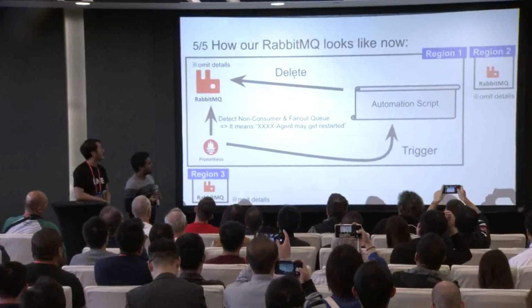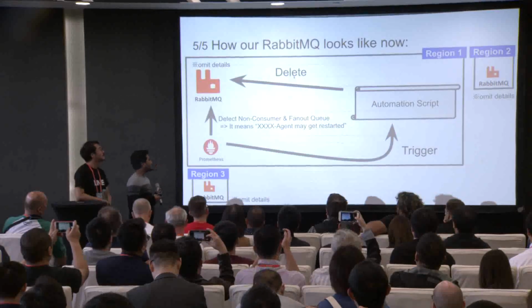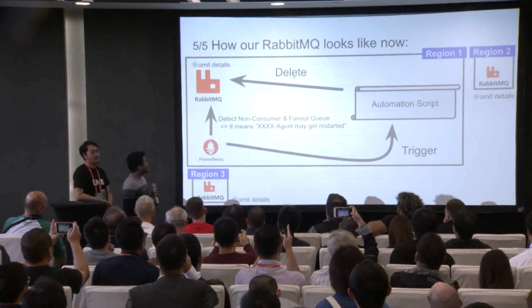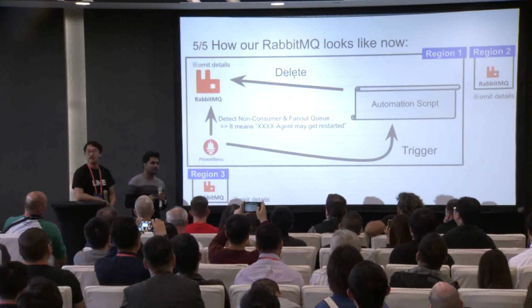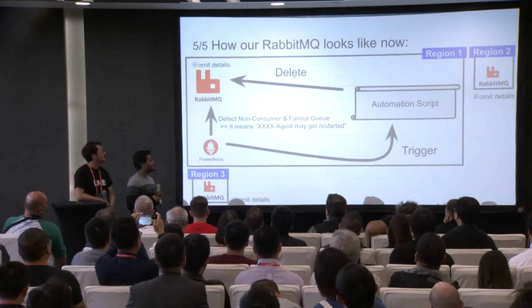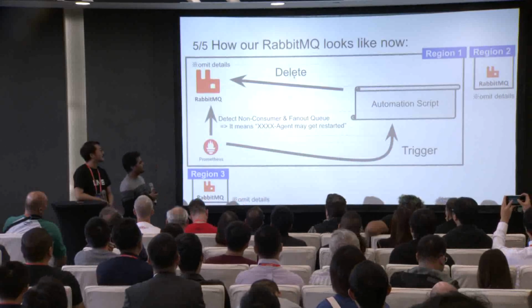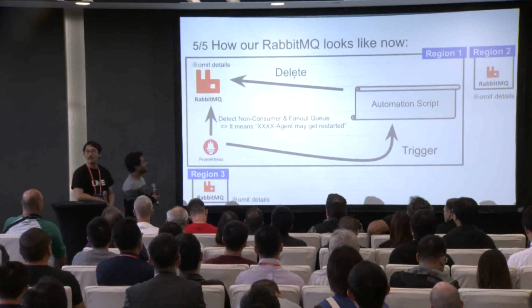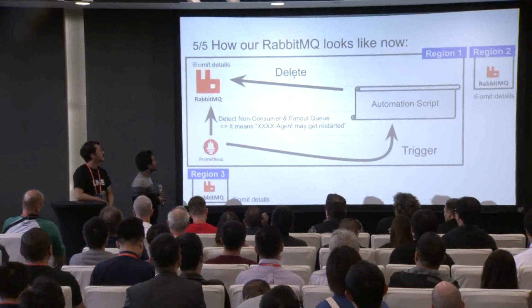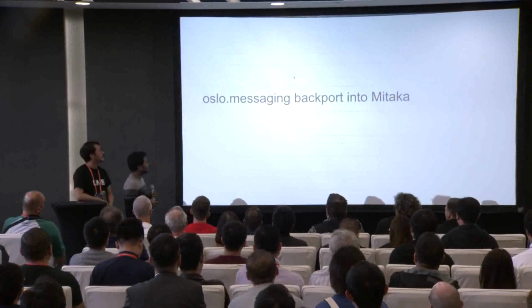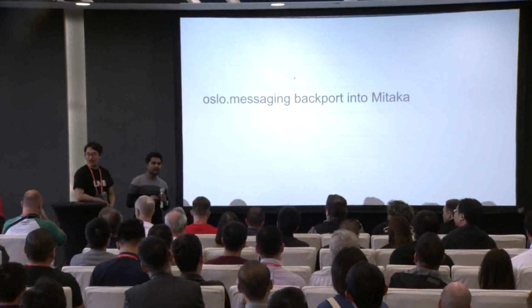So over the period, we realized that Neutron agents or Trove agent, when they restart, keep the fan out queues, and those queues do not have consumers. So they keep growing in the RabbitMQ cluster. So periodically we have an automation script which monitors the non-consumer queues and periodically deletes them. So this was about various outages and the current architecture of RabbitMQ we have.